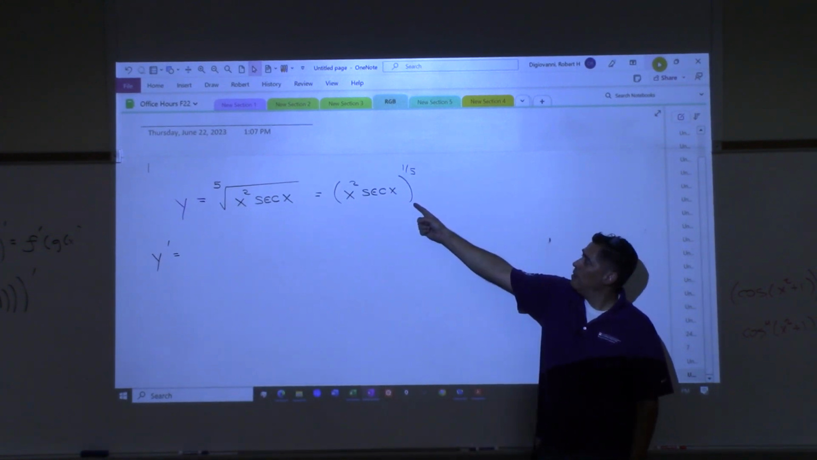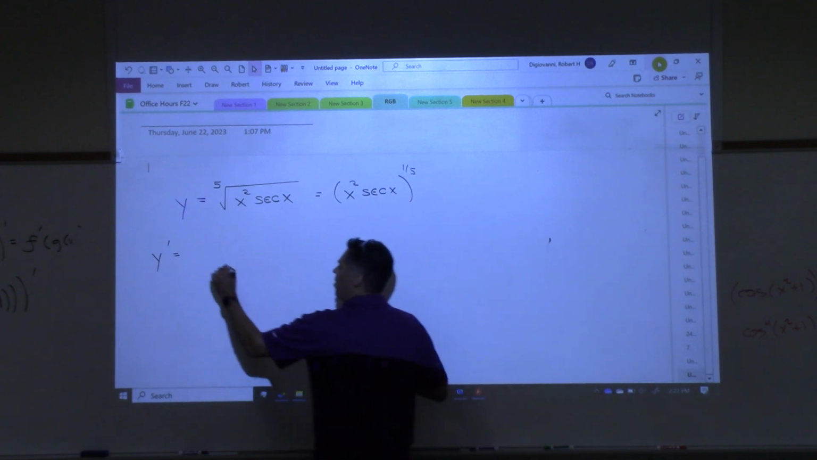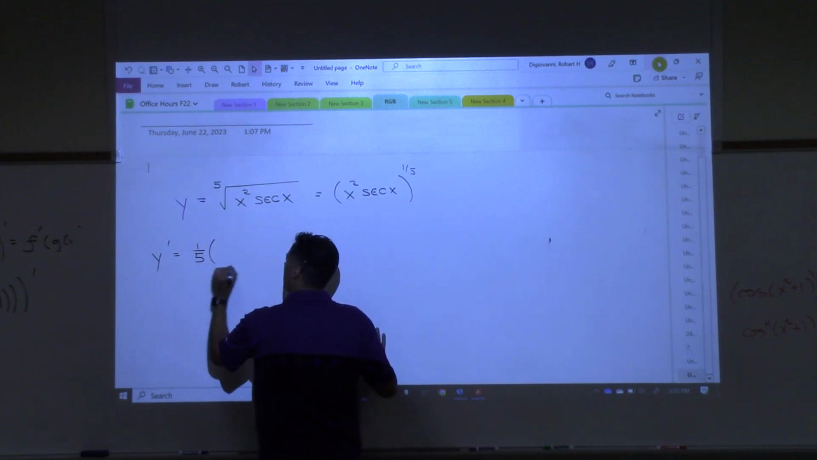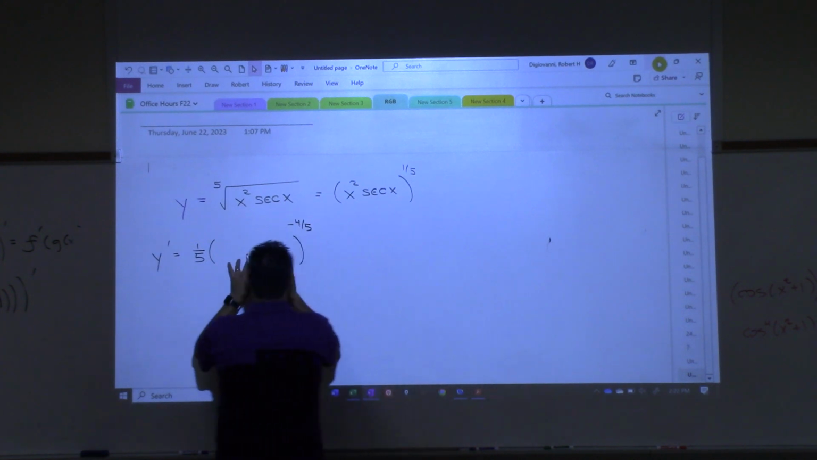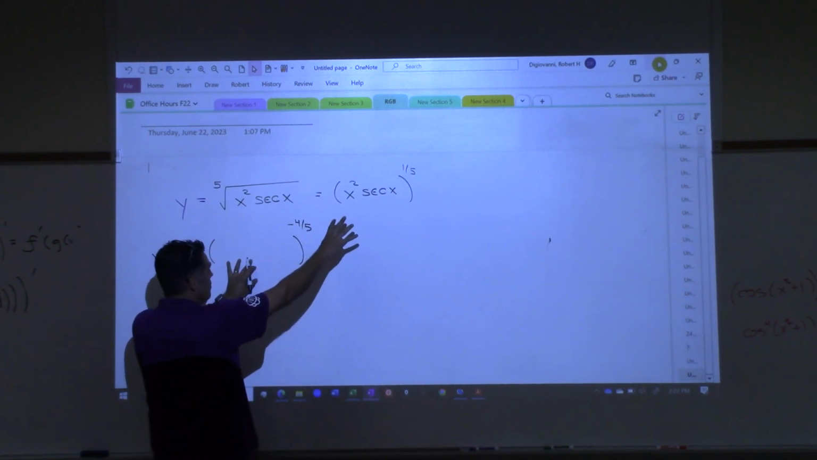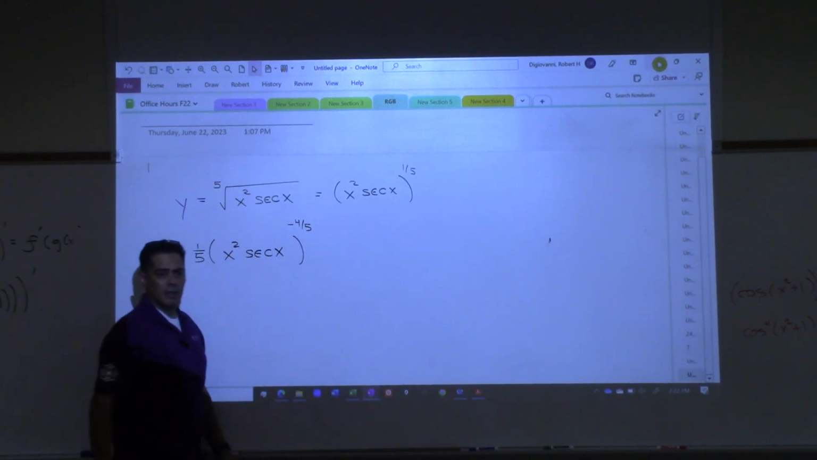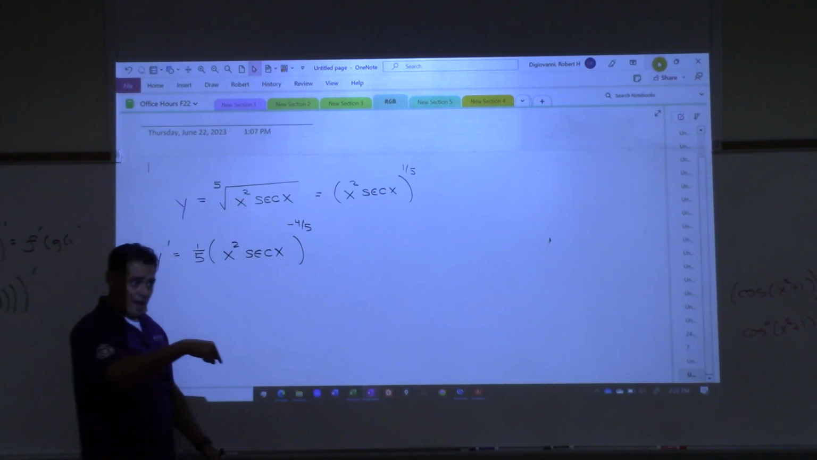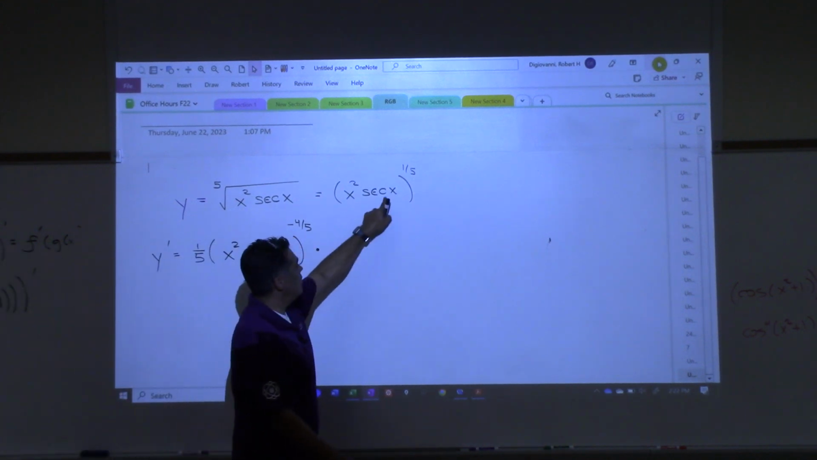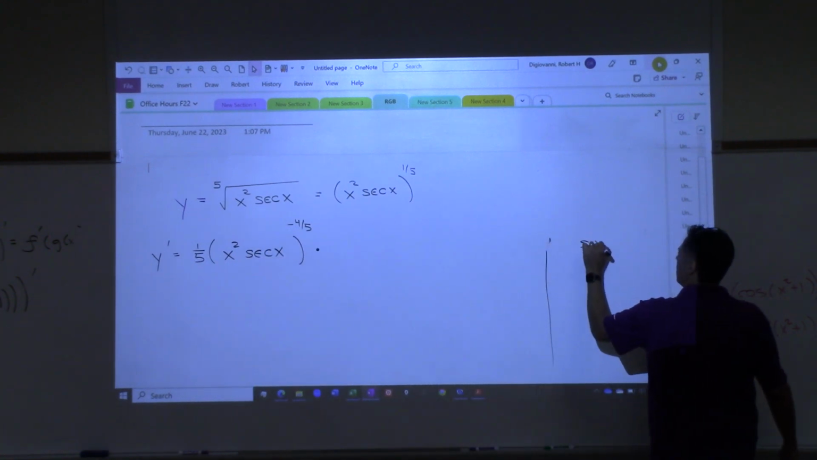Yep. Okay. So the outer function is the 1/5 power. So how do we deal with that? The 1/5 comes out, and then 1/5 minus 1 would be negative 4/5, good. Now what goes in here? x squared secant of x. Right, and don't touch it. Everyone good there? That's the beginning. Now times, now you have to take the derivative of what's in here, right? And maybe you need to go to the side and do that. I don't know. Everyone's going to be different here in this class.